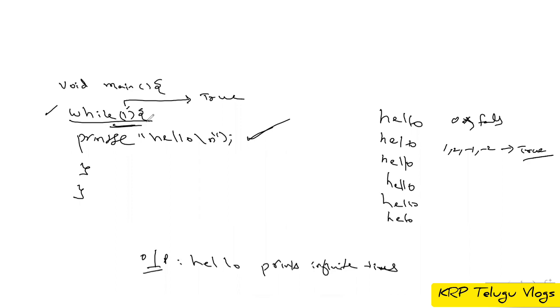True and infinite true are both the same. In a while loop, other than 0, anything is true. 0 is nothing but false. Other than 0, anything is true only, which is nothing but infinite. Clear, Naresh?